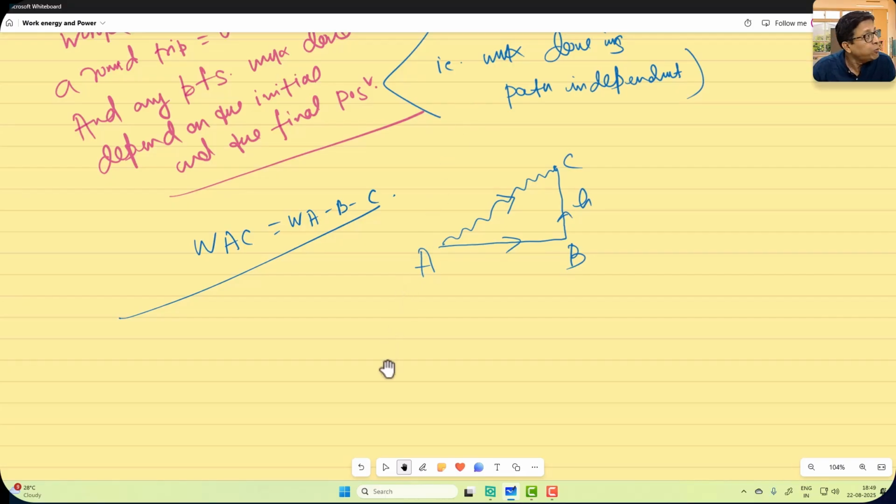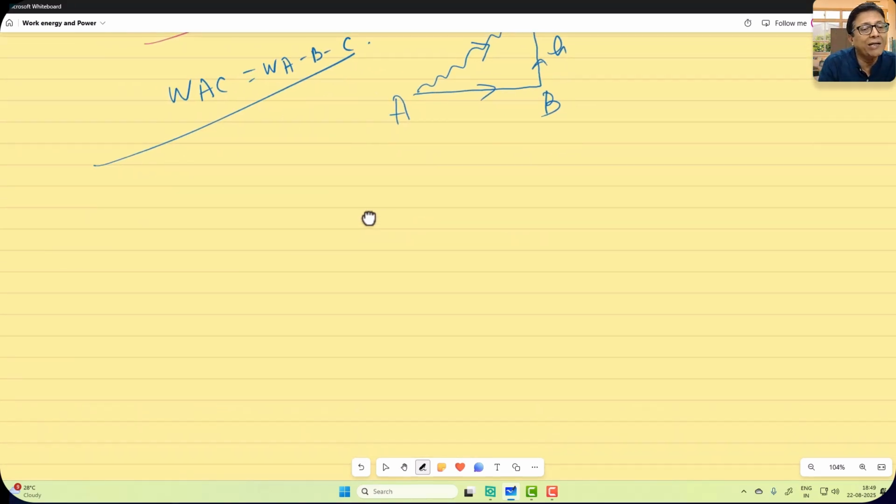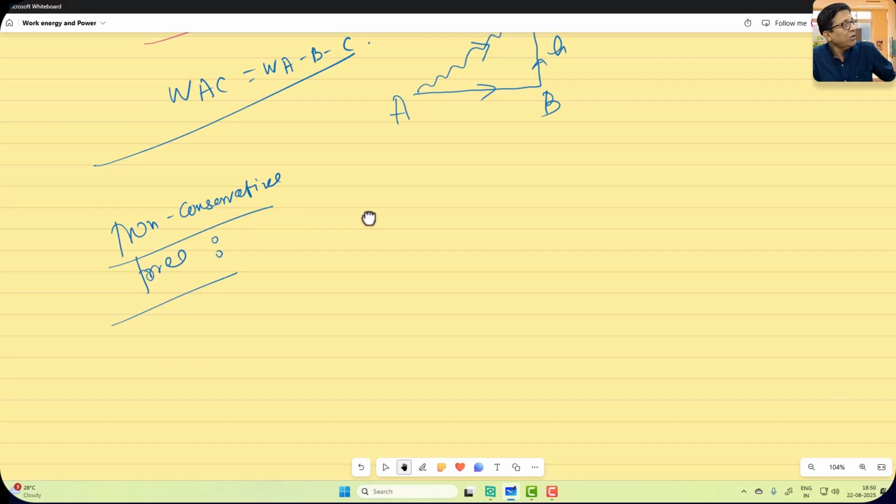Now, conservative force, 2 more examples I told you. We will work with spring force and in class 12 with the electric force. Right now you have to understand a non-conservative force. What is a non-conservative force? Then measurement of potential energy can be done properly. What is non-conservative force? I just give you one example. Suppose there is a block resting here.